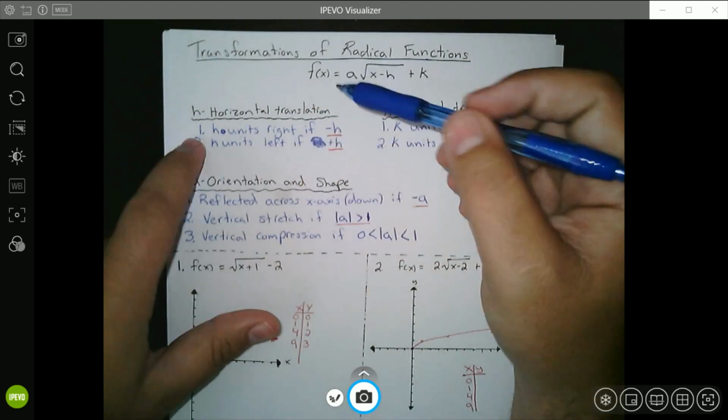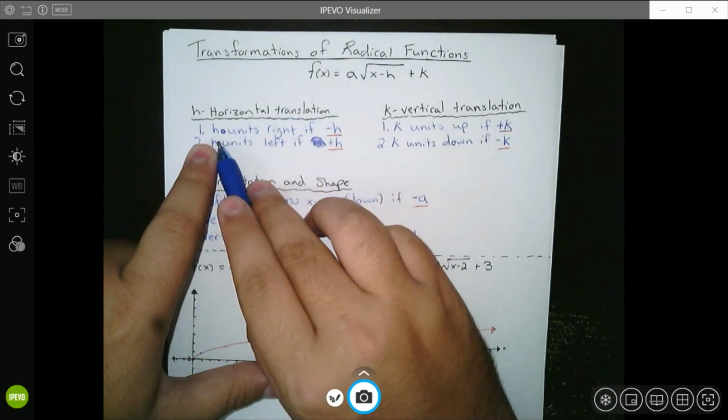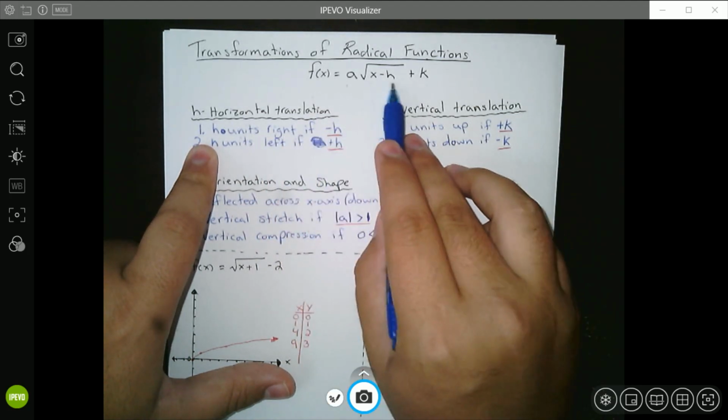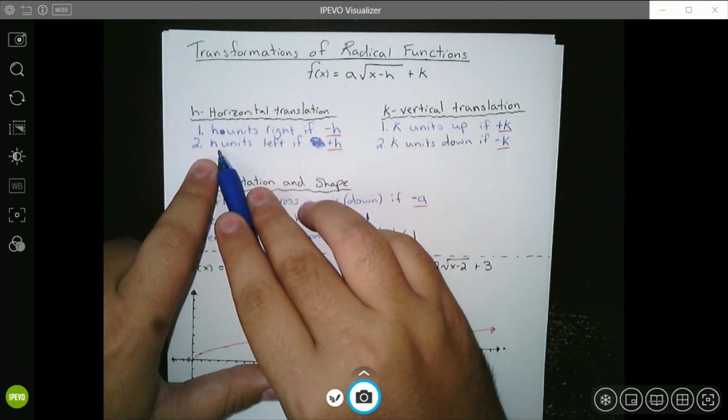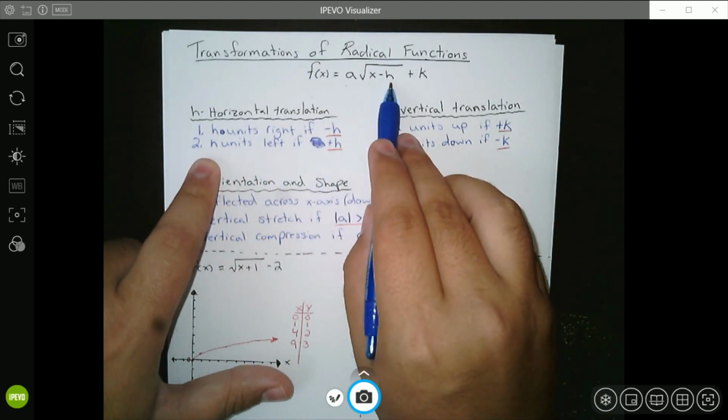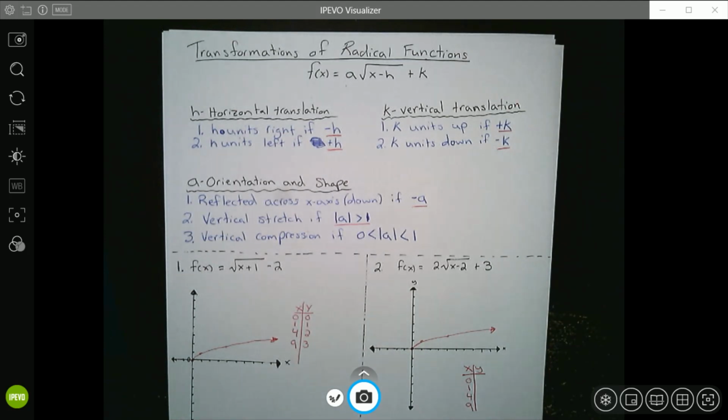What that means is we're going to move h units right if we have minus h. We're going to move h units left if we have plus h. So if it's a minus h, we do the opposite, so we go to the right. If it's plus h, we do the opposite, so we go to the left. Pretty self-explanatory in that instance.